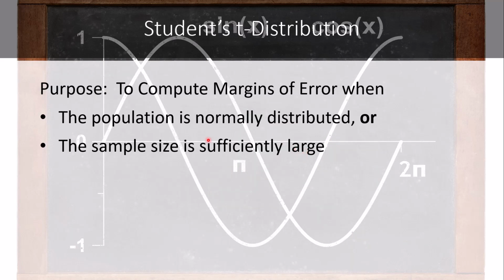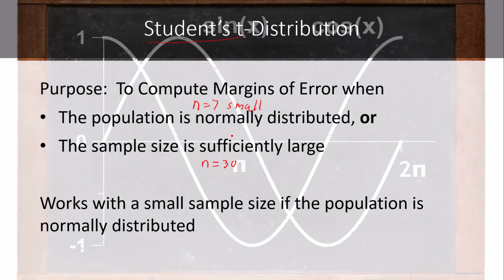Now, when are we going to use this? Well, we will use this to compute margins of error whenever the population is normally distributed, or, not and, but or when the sample size is sufficiently large. So if your sample size is small, if n is small, but you know the population is normally distributed, you can use the student's t-distribution. You cannot use the Gaussian distribution, the normal distribution, but you can use the t-distribution. And if the sample size is very, very large, you can use the normal distribution.